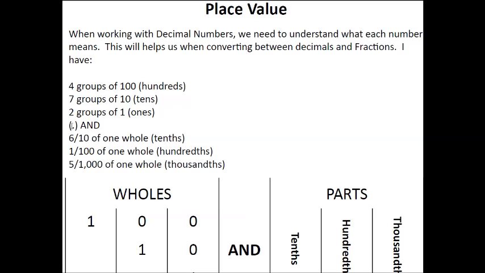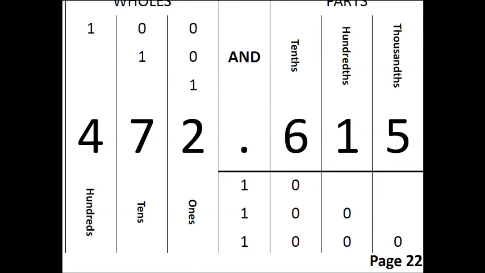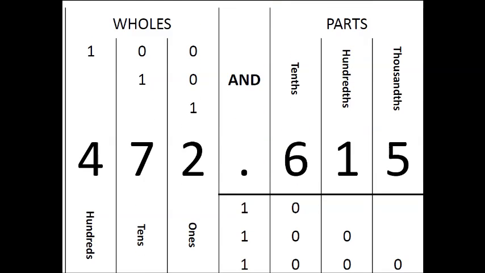Now, each of these will go in the place value. So 4 would go in the hundreds, 7 would go in the tens, 2 would go in the ones, 6 would go in the tenths, 1 would go in the hundredths, and 5 would go in the thousandths. So let's look down here and grab our highlighters. You can look at the decimal, and that's where we say "and" in our name. So I would say this is 472 and 615 thousandths, because the last place value on the decimal side is the thousandths. So the hundredths place has a 1.